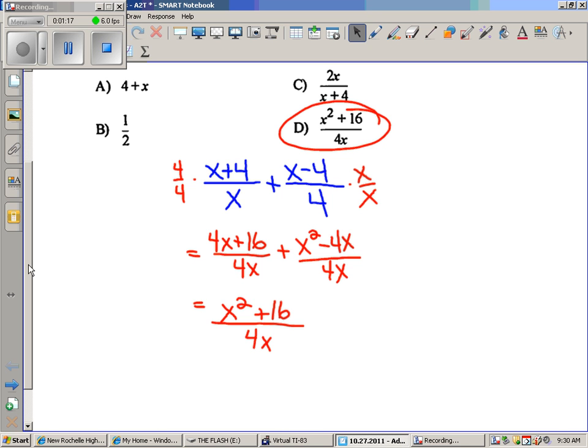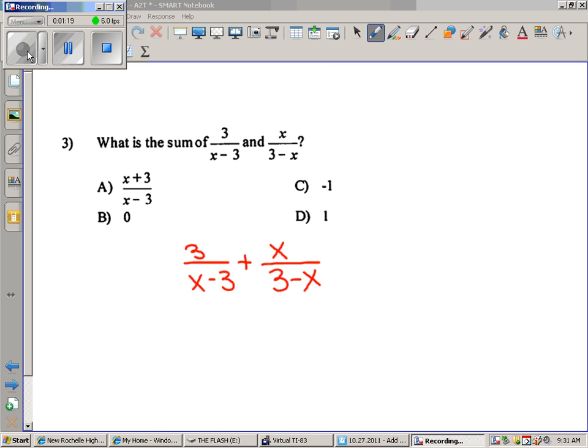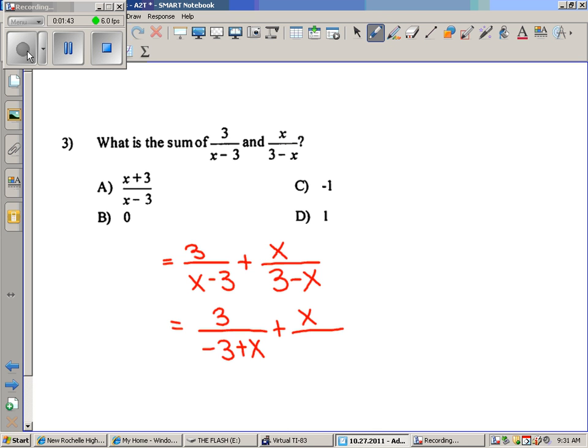Those are easy. Okay. So now the bottoms are vastly different. Let's watch for a minute. Suppose you're given this. Some people in here know the trick. I'm going to rotate this one on the left around. So it's going to be negative 3 plus x over 3 minus x. Okay?